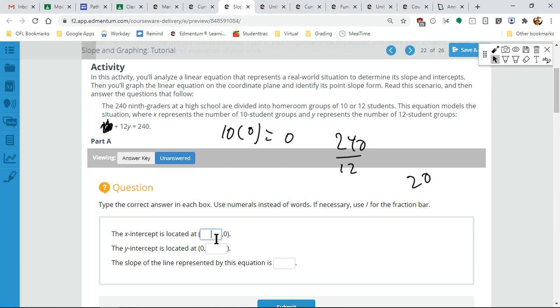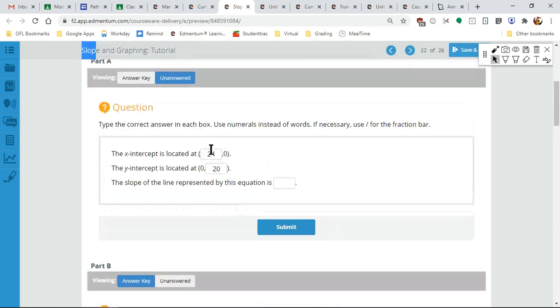Does everyone understand how I got these numbers? These 24 and 20? Maybe somebody. Do you guys understand how I got these numbers? Okay, cool. Thank you. I was like, everybody there?